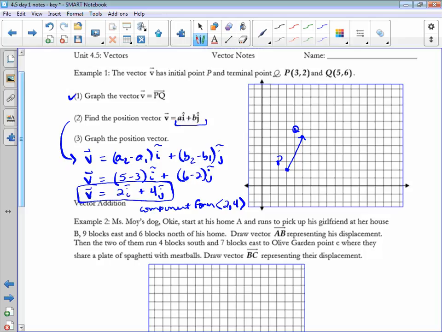And then the third step says to graph the position vector. So I'm just going to use the corner of my graph here. I'm going to make a new XY axis here. So let's pretend that's X, this is Y. The position vector is just talking about going from the origin instead of just being out in the middle of your grid. So from the origin, I'm going to go right 2 and up 4. So that's your new vector. So your initial point is 0, 0, then over 2, up 4.